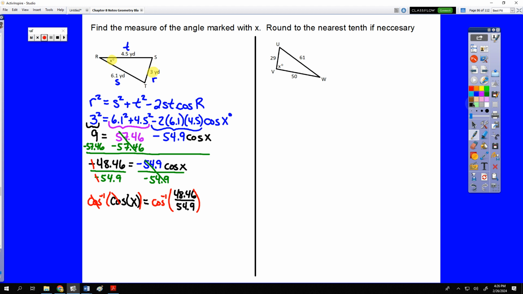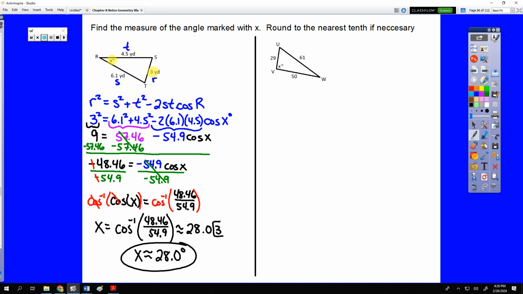Cosine and arc cosine cancel. X is the arc cosine or inverse cosine of 48.46 over 54.9. Into the calculator it goes. Second cosine, 48.46 divided by 54.9 is 28.03, which means we would leave that as 28.0 degrees. I believe final example of this. Yep, final example of this.